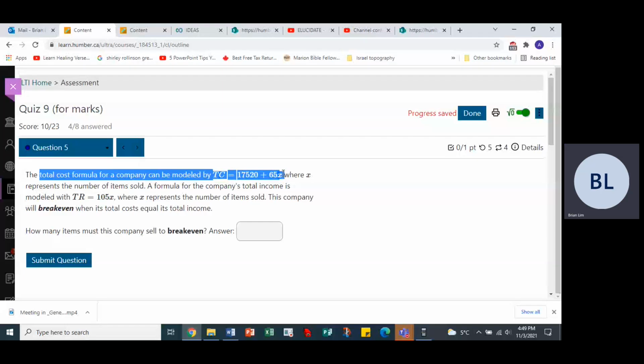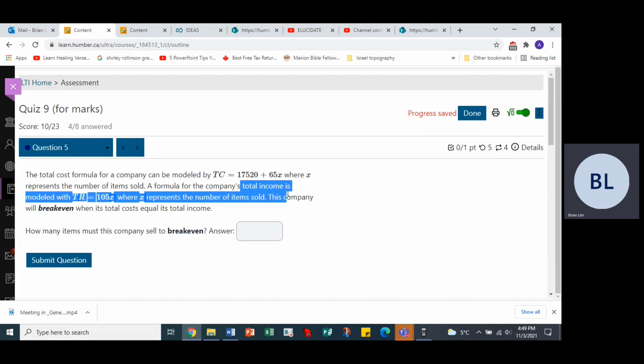The cost can be modeled by total cost equals 17,520 plus 65x, where x represents the number of items sold. A formula for the company's total income is modeled by total revenue equals 105 times x, where x represents the number of items sold.